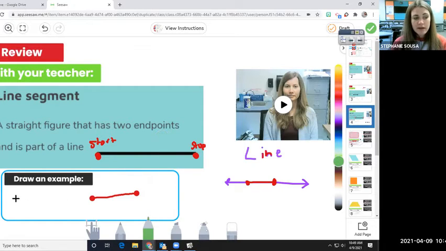This is also a line segment, because there are no arrows. Again, Miss Bram is holding up a line segment. Your writing utensils are line segments. They have a start, they have a stop, and they are a straight path. Okay.